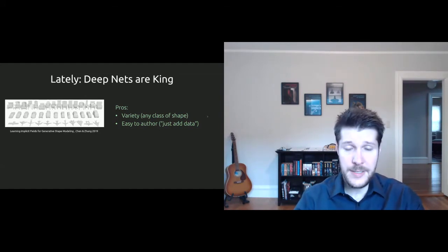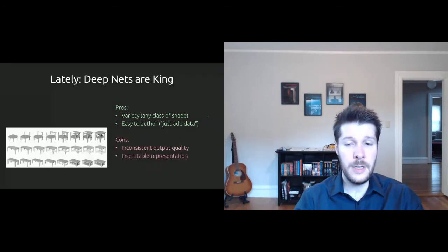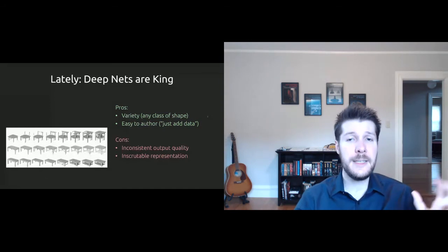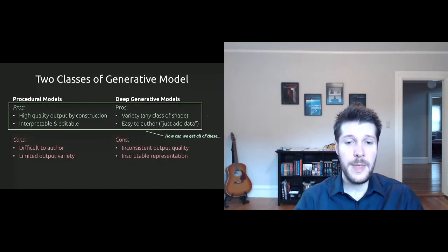And of course, the other thing is that the representations that these networks learn are totally inscrutable. We don't really know what the neurons represent, and the only way we can really interrogate them is by poking around in their latent space. And so if we look at these two classes of generative model, the goal, I would argue, is to figure out how we can get all of the benefits of both classes of model without any of these drawbacks.